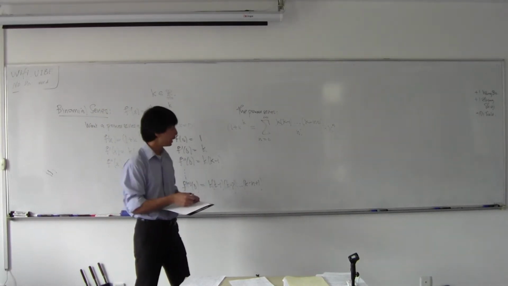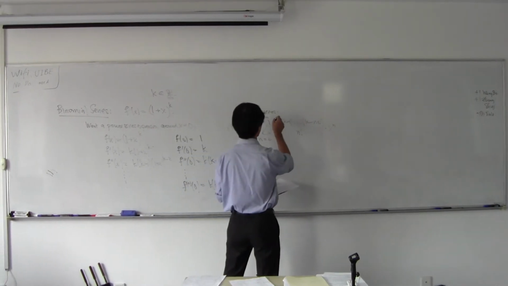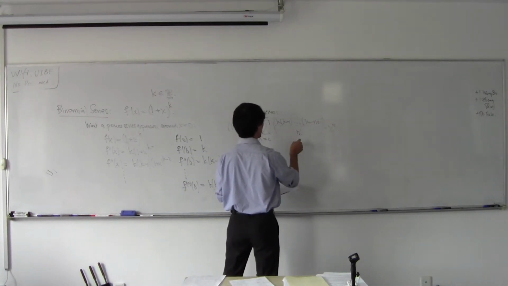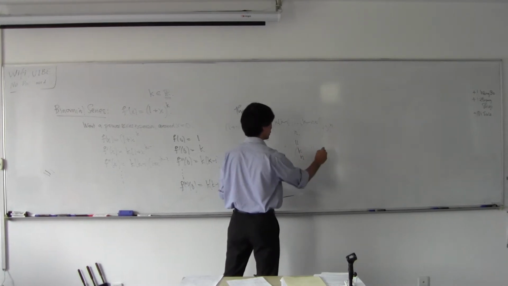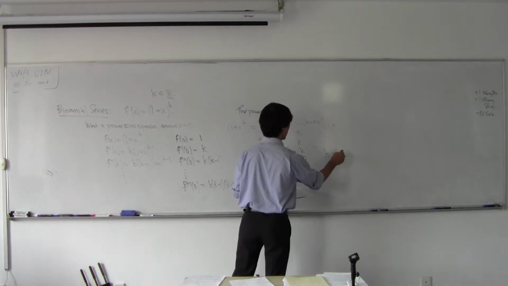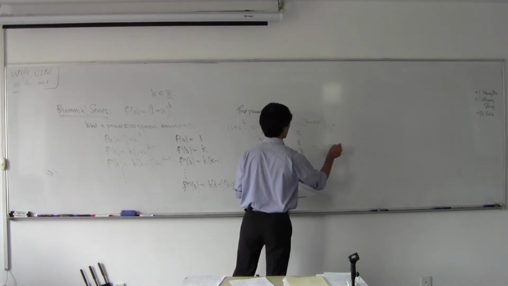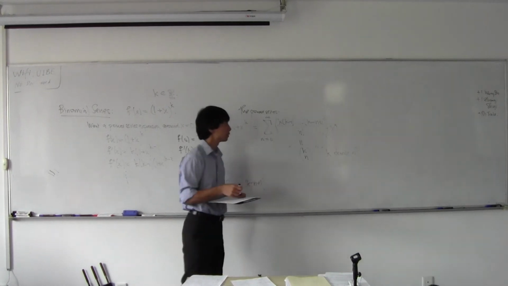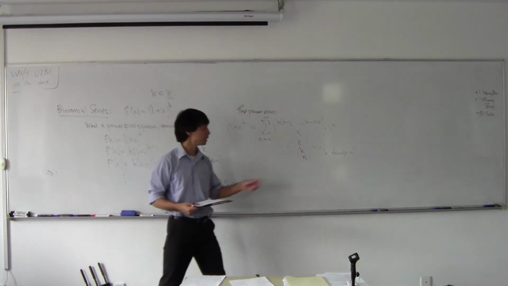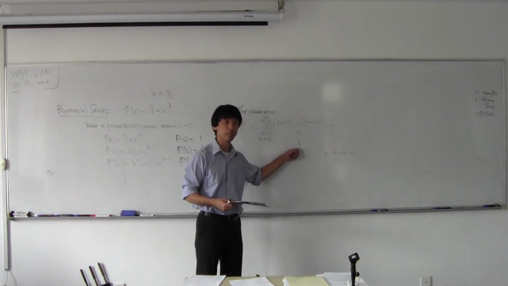Okay. And this term, this coefficient here, is denoted k choose n. That's how you read this. K choose n.